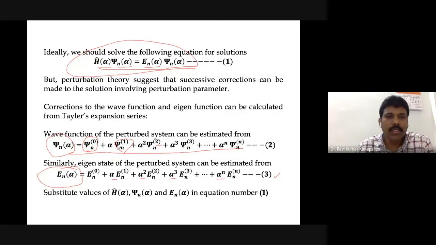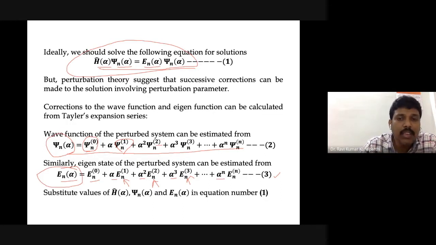Similarly, the eigenenergy of the perturbed system, which is a function of the perturbation parameter, is also expressed as the unperturbed system eigenenergy plus alpha times En of 1. 1 indicates the first order correction to the energy, En2 is the second order correction, En3 is the third order correction, and so on. So this is what the method is.